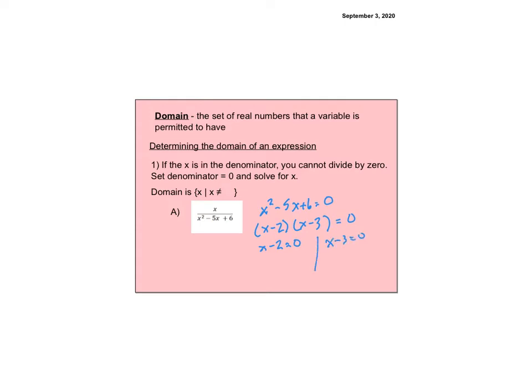And solve for x. So we can add 2 here, and we get x equals 2. We can add 3 here, and we get x equals 3. So basically for our domain, everything is going to work except 2 and 3. So what we say there is the domain looks like this. We do these squiggly brackets here, and we say x such that, so everything will work for x, except x cannot equal 2 and x cannot equal 3.